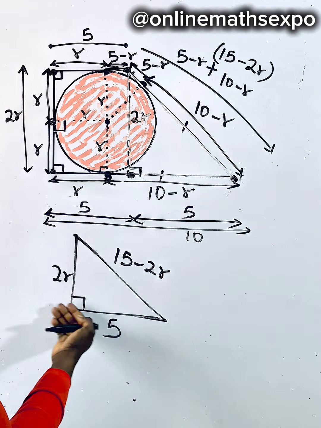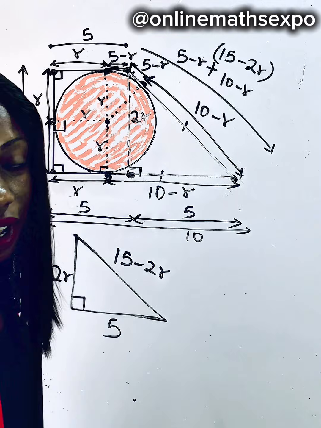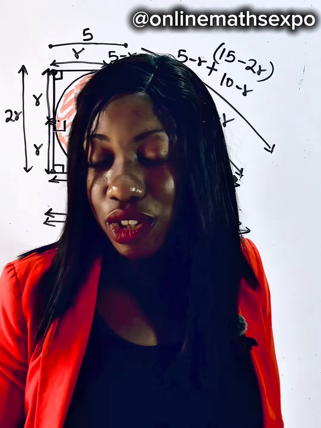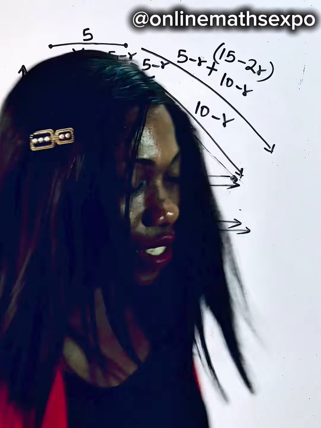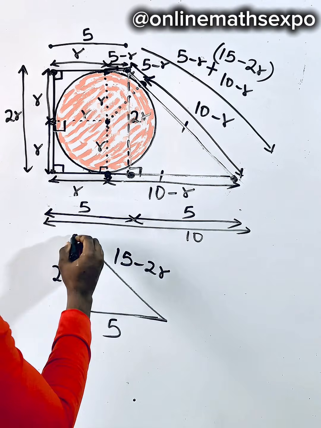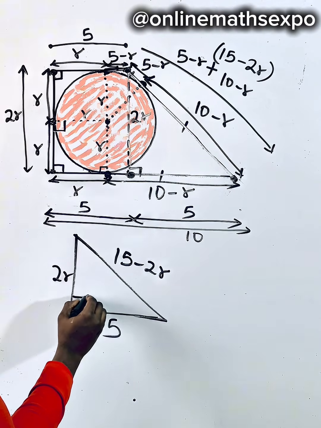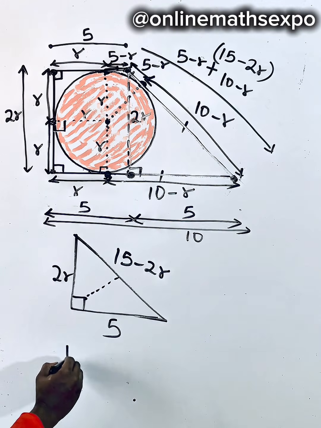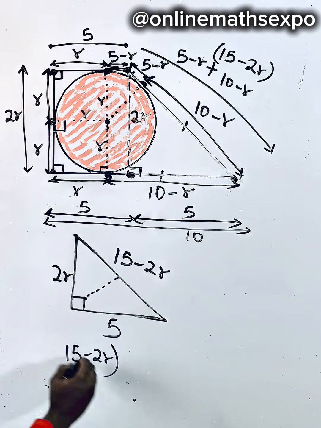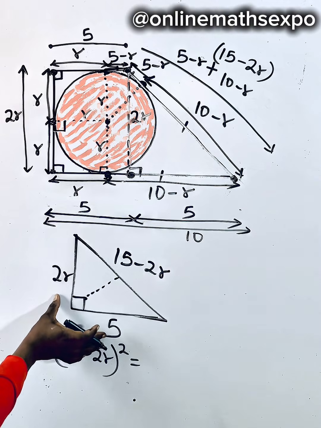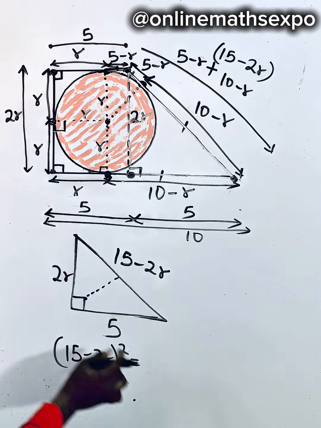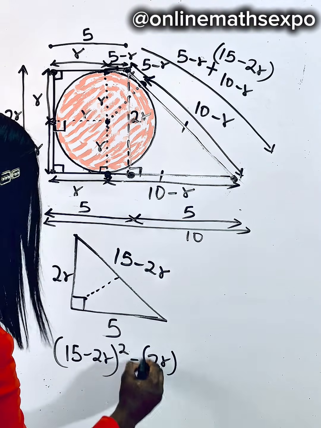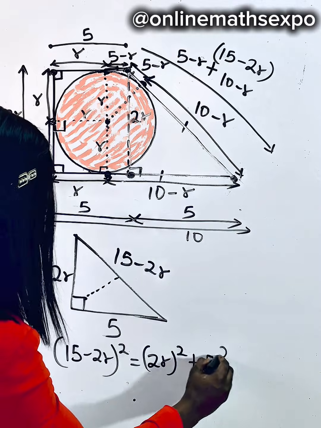Now, remember, we are working with the size of a right triangle. And each time you work with the size of a right triangle, always use your Pythagorean theorem. So applying it here, this is the longest side, the side opposite to where this angle 90 is formed, is going to give us (15 minus 2r) squared is equal to the two legs, squared and summed. It gives us (2r) squared plus 5 squared.